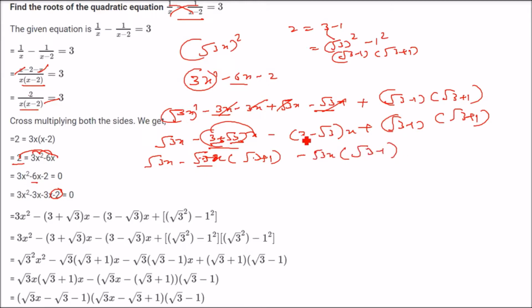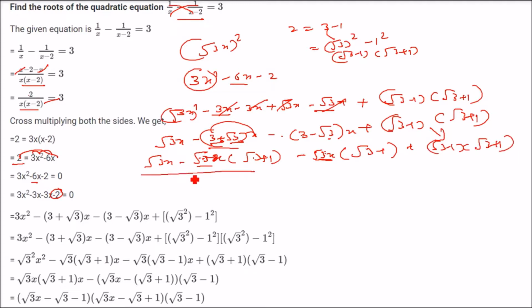See, root 3 into root 3 is 3. And the minus sign, root 3 into minus 1 is minus root 3. So I have to take root 3x common, and we already have this thing. So let me write it here: root 3 minus 1 and root 3 plus 1.